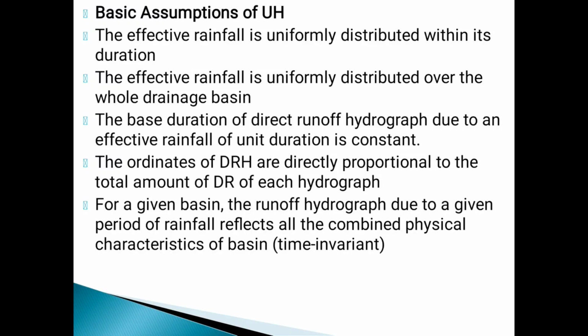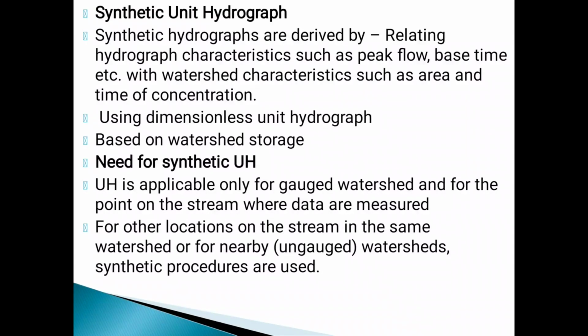Effective rainfall is uniformly distributed within its duration. Effective rainfall is uniformly distributed over the whole drainage basin. The base duration of the direct runoff hydrograph due to an effective rainfall of a unit hydrograph is constant. The ordinates of the DRH are directly proportional to the total amount of direct runoff of each hydrograph for a given basin. The runoff hydrograph due to a given period of rainfall reflects all the combined physical characteristics of the basin. Time invariant.